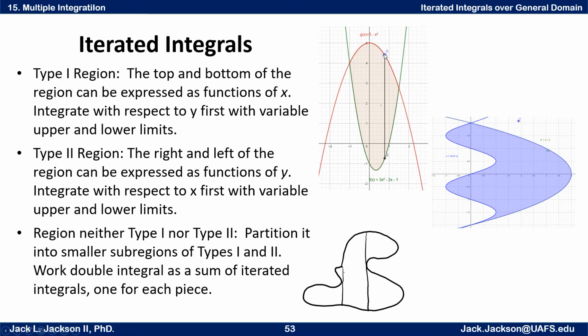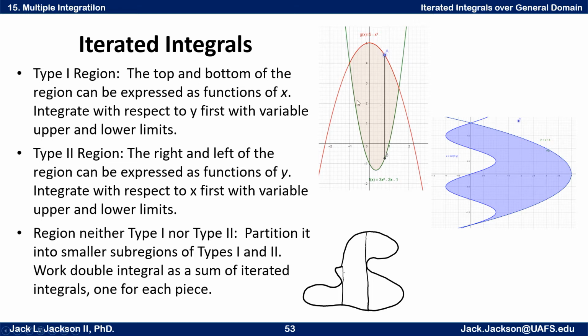And if we think of a vertical strip going from the bottom of this region to the top, it's always bounded below by this first function and above by the second function. Both are functions of y in terms of x. Okay, so that's what we call a type 1 region.